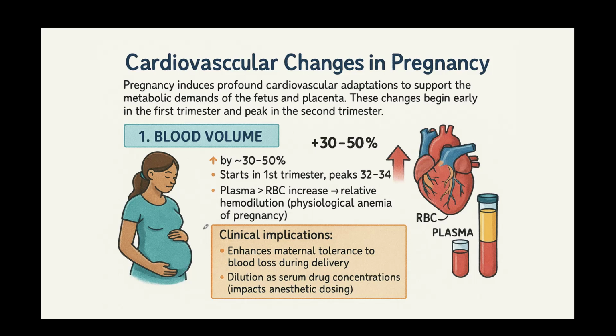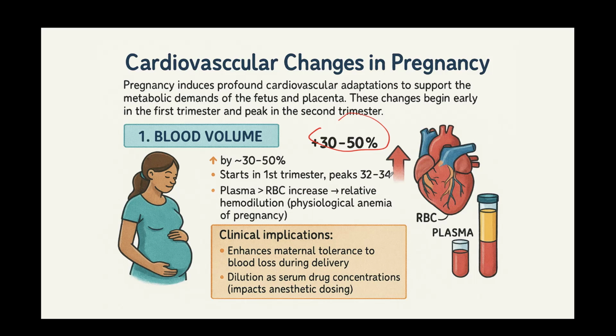So in general, we can say cardiovascular change, pregnancy induced profound cardiovascular adaptation to support the metabolic demand of the fetus and the placenta. Those changes begin early in the first trimester and peak in the second trimester. Blood volume increased by 30 to 50%, starting from the first trimester, peaking at 30 to 34 weeks. Though there is an increase in RBC, there is a relative hemodilution because of increased blood volume. So we have physiological anemia of pregnancy.